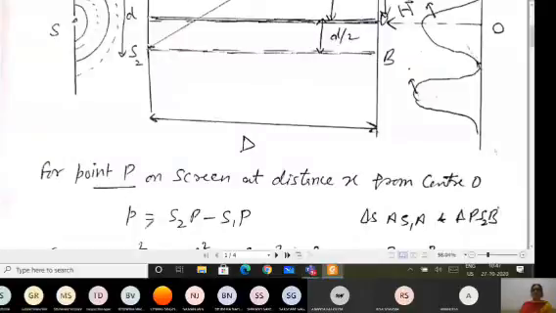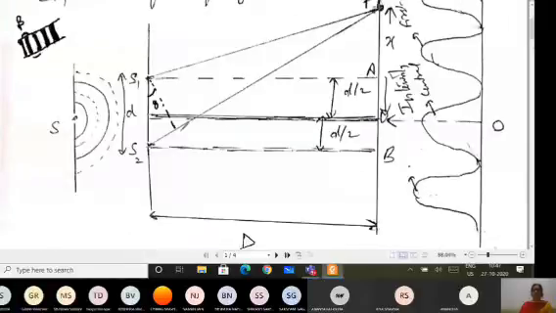So the first wave is starting from S1 reaching P, and the second wave is starting from S2 reaching P. What is the path difference? If you see the diagram, I can get it by drawing the perpendicular. This is also one way, I can find theta, and I can find S2N supposedly. But another way is that I find S2P and S1P. Of course, S2P is greater than S1P. So the path difference, which is equal to S2N, is given by S2P minus S1P.